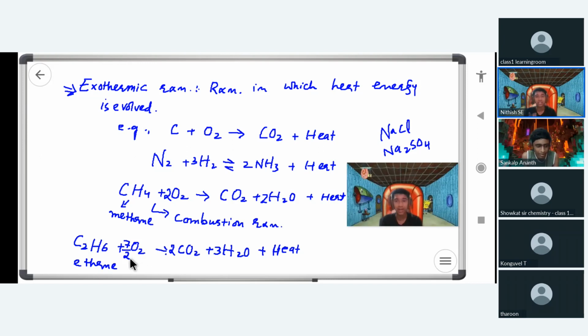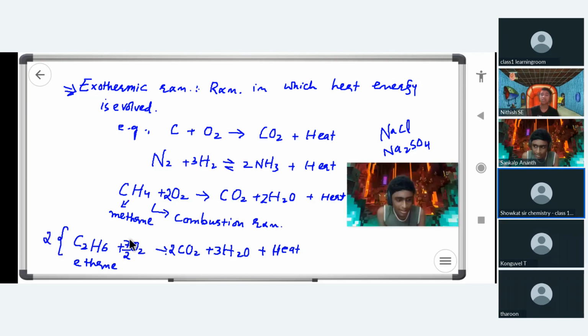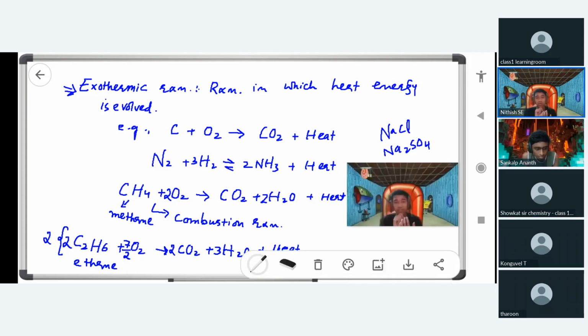Whenever you have a fractional balanced reaction, you multiply the whole equation by 2. So finally I will get 2C2H6 plus 7O2 gives 4CO2 plus 6H2O plus heat.